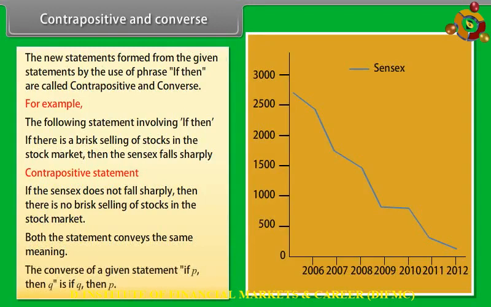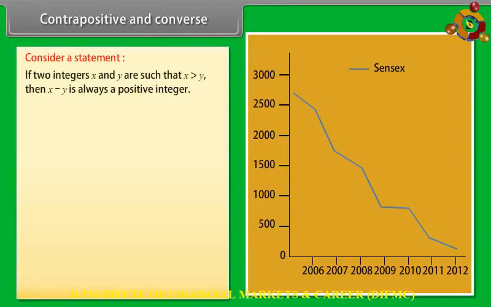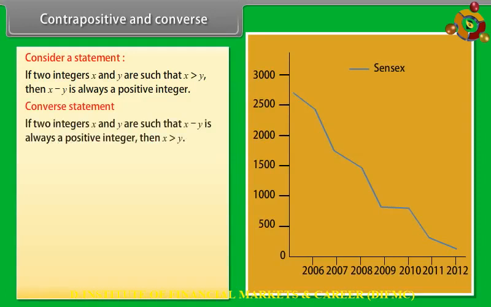The converse of a given statement, if P then Q, is if Q then P. Consider a statement. If two integers x and y are such that x > y, then x - y is always a positive integer. The converse of this statement is, if two integers x and y are such that x - y is always a positive integer, then x > y.